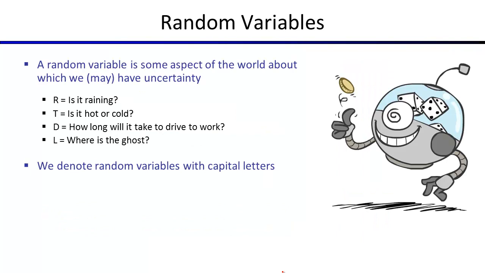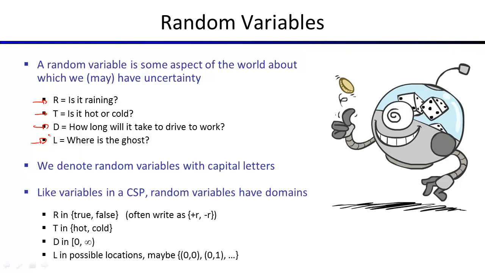So the main concept we'll be working with is random variables. There are a lot of random variables out there that we can work with. One example is, we could say, the random variable capital R, is it raining or not? That's a true-false random variable. Temperature, is it hot or cold? Capital D, how long will it take to drive to work? Capital L, what's the location of the ghost? And in general, we'll denote random variables with capital letters. They're a lot like variables in CSPs, in that we have a variable and a domain in CSPs. Same thing here. These random variables, there's the variable, and then each variable has its own domain.